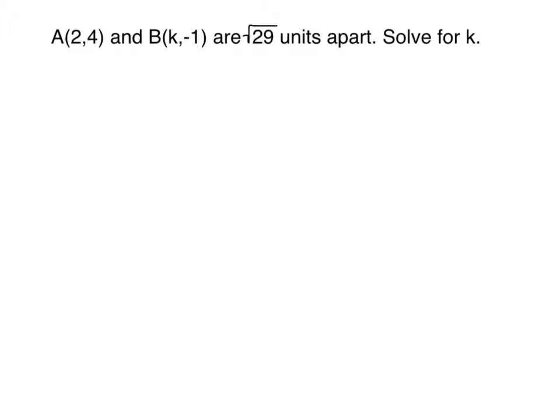All right, so here we go. Let's read the problem. A is the point (2, 4), and B is the point (k, -1). The points are root 29, or square root of 29, units apart. Solve for k. Saying that they are square root of 29 units apart, this is a distance, right? So this is actually the d that's going to be in our formula. And we want to know the value within the point B.